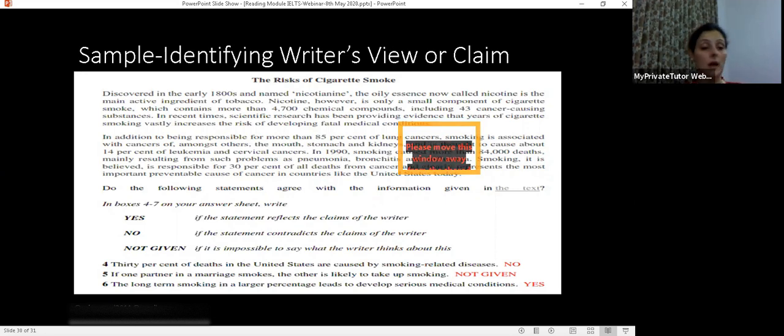So it is no. Next: if a partner in a marriage smokes, the other is likely to take up smoking. It is not written anywhere. When I went through this paragraph, it's not mentioned. So not given. Next: long-term smoking in a larger percentage leads to serious medical conditions. Yes. When I read this paragraph, it is mentioned here. The answer is yes, and you're going to write it like this.